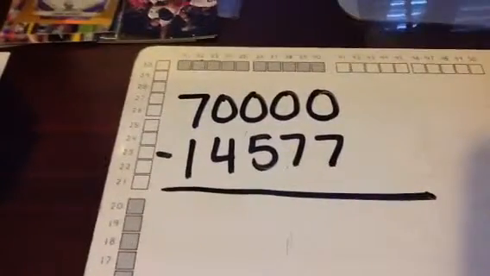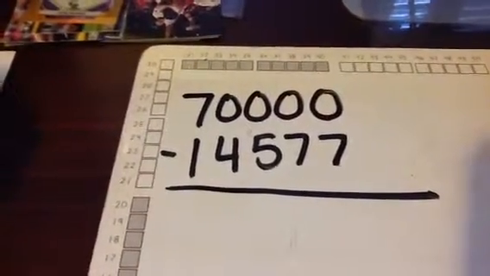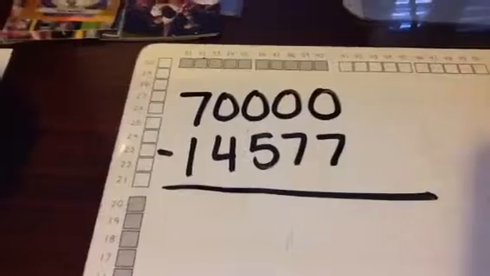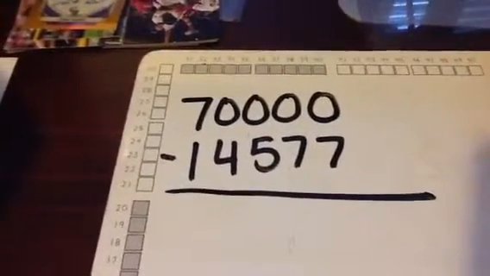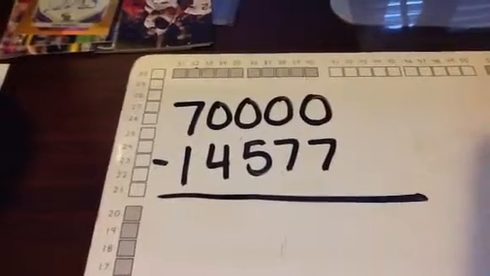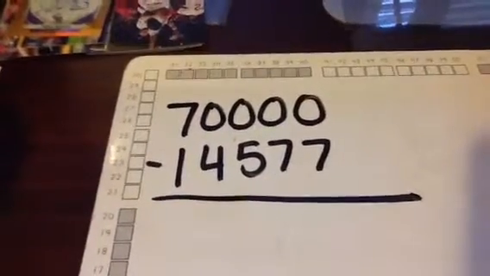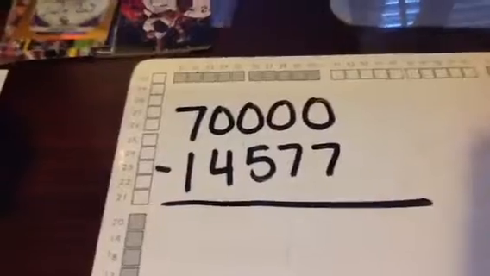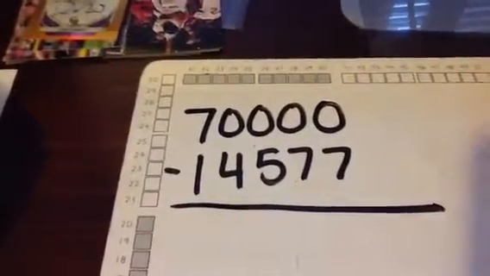Today we were reviewing subtracting across zeros. We started off by doing three problems. I'm going to run through and show you the solutions to the three questions. So our first one was 70,000 minus 14,575. The problems today were just larger in number, but we're using the same strategy.